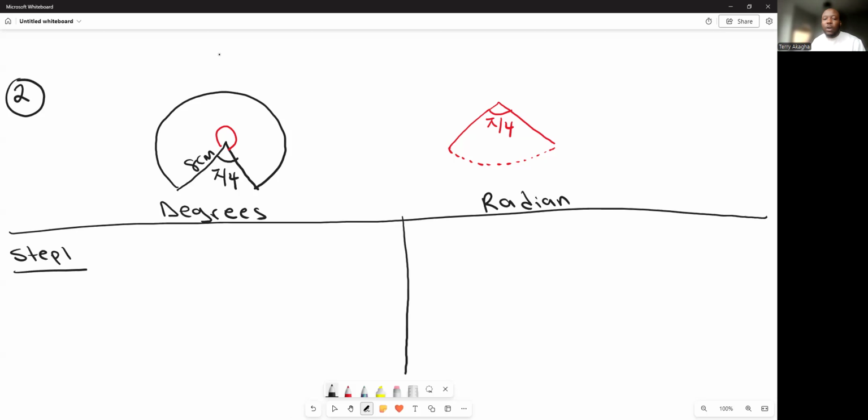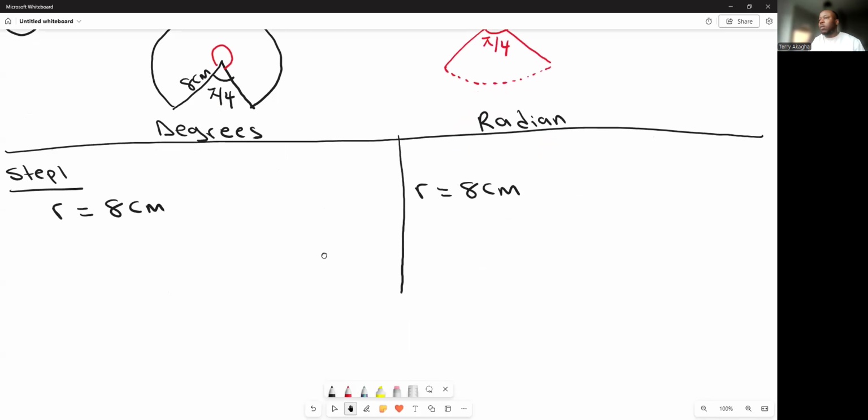All right, what do you have to do? The R is equal to what? 8 centimeter, which is the radius. So even though you're working with radian, the radius is also going to be what? 8 centimeter. Nothing changes, right? Good. Now let's go to the next one. Now step 2, all right?